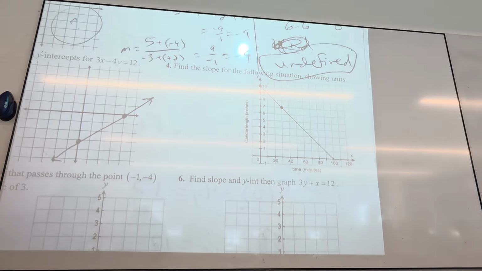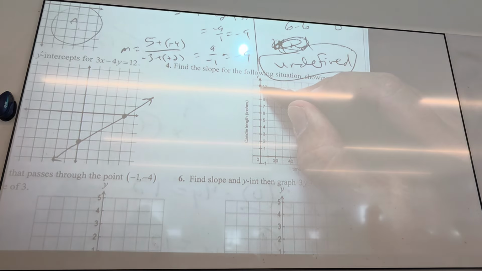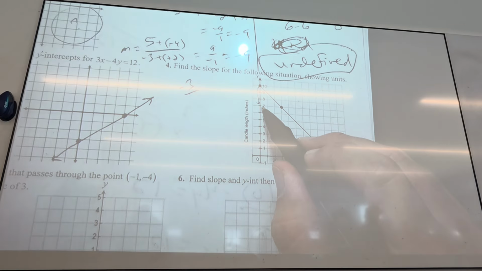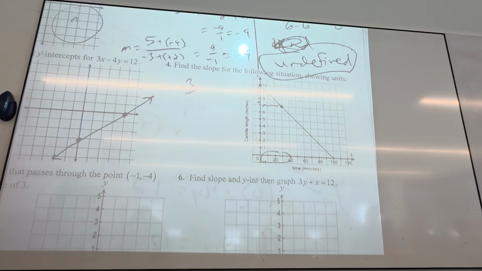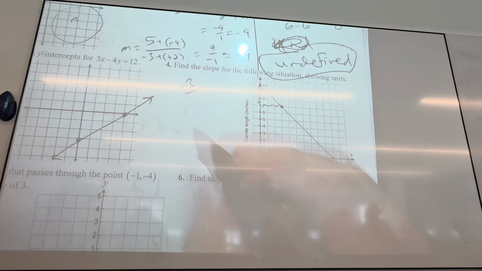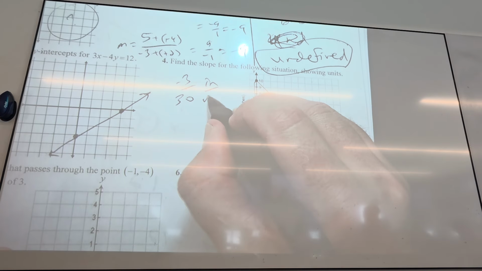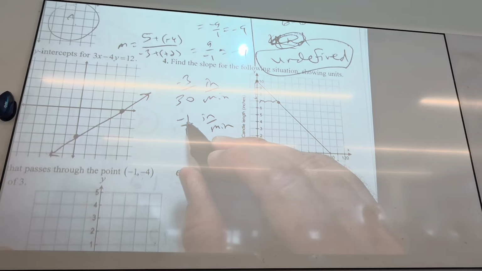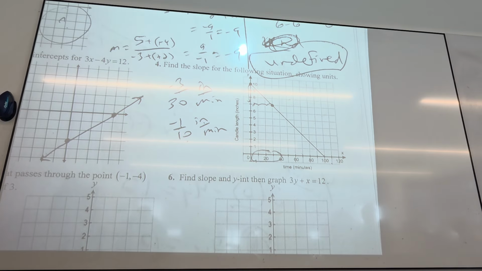So how do I get the actual thing? Well, from here, I go down how much? 3. And then, here you've got to be careful, how much do I go over? 30. Good, because the scale on the x-axis is 10s. Inches per minute, so I get 1/10 of an inch per minute, or 1 inch per 10 minutes. I can look at it either way.